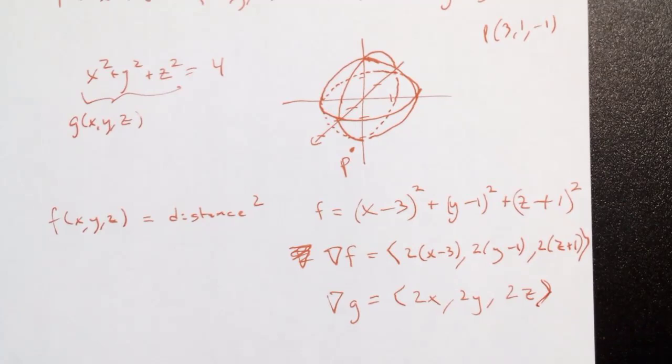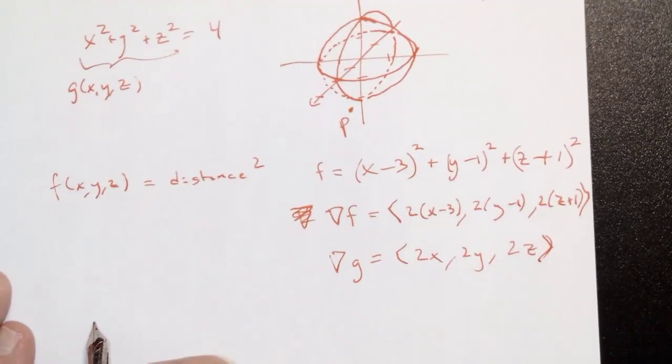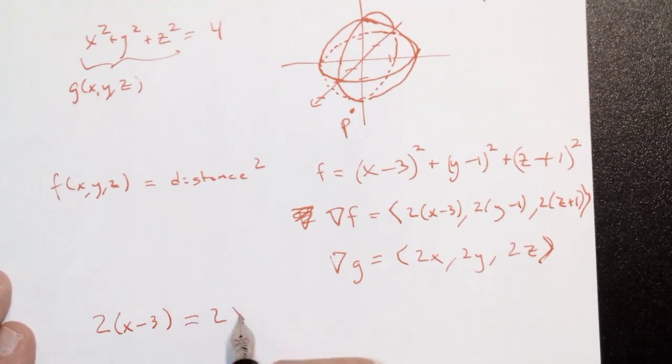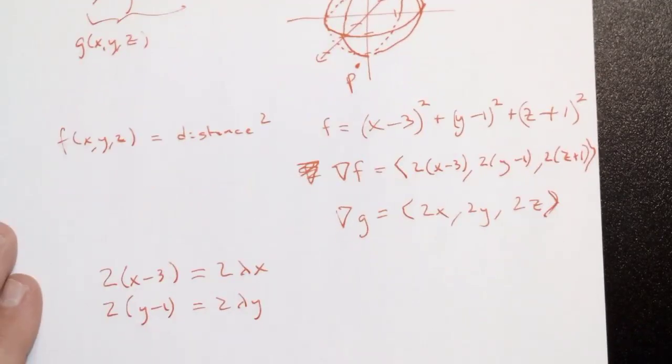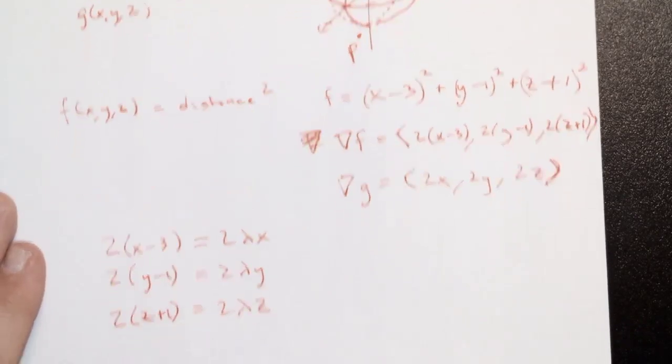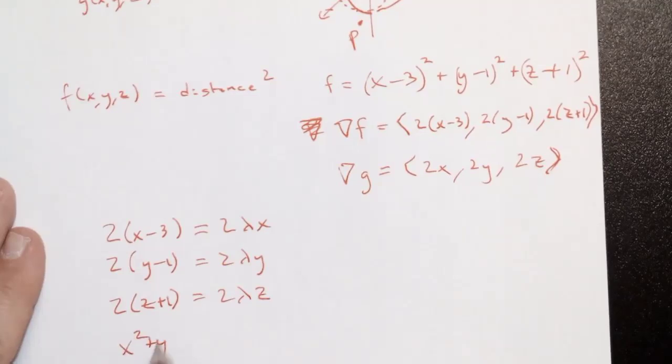So now I get 4 equations. I get 2 times the quantity x minus 3 equals 2 lambda x. I get 2 times y minus 1 equals 2 lambda y. And I get 2 times z plus 1 equals 2 lambda z. And I get x squared plus y squared plus z squared equals 4.